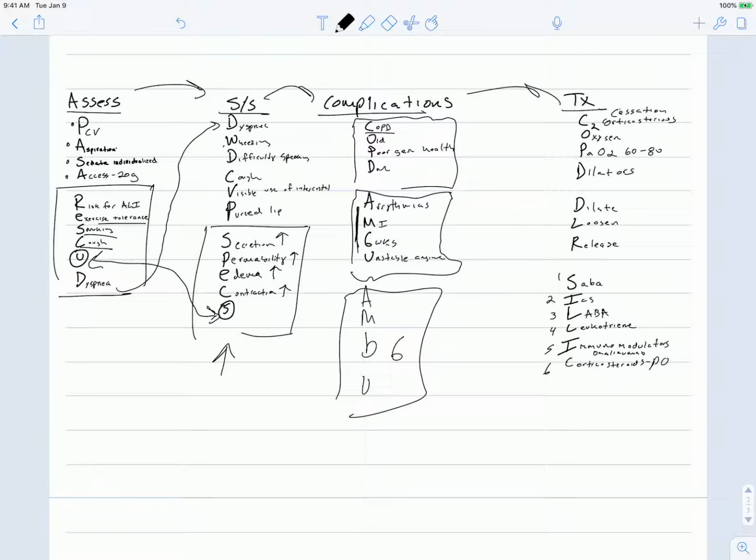And then the last column is going to be COPD as well. Since the second listed COPD, I have a 2 here, and the real reason is because there are 2 C's. So there is a cessation and a corticosteroids, and then you're going to have oxygen, and with that oxygen, you're going to keep the PaO2 60 to 80, and then you're also going to use dilators. And there are different ones that I don't have worked into here, but there's also broad spectrum antibiotics and diuretics in here as well. I don't know how to fit that in.